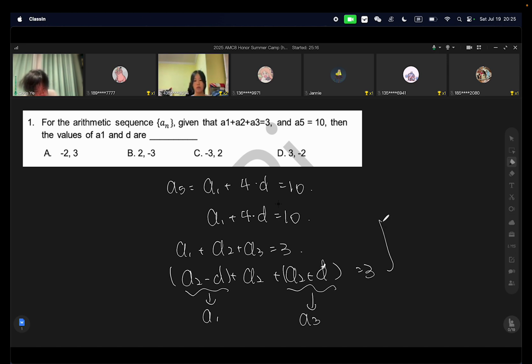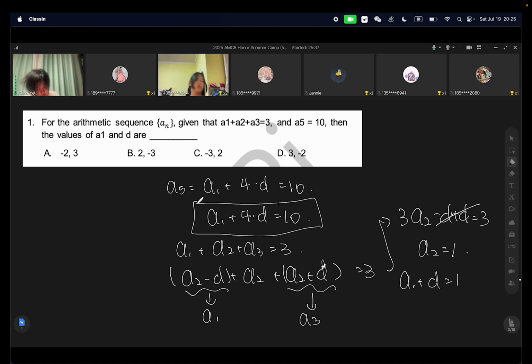So we have 3A2 minus D plus D equals 3. By canceling that out, we have that A2 is 1. So A2 is 1 equals A1 plus D. So we have A1 plus D equals 1. And by plugging this back in here, we have that 3D equals 10. 3D equals 10 minus 1 equals 9.